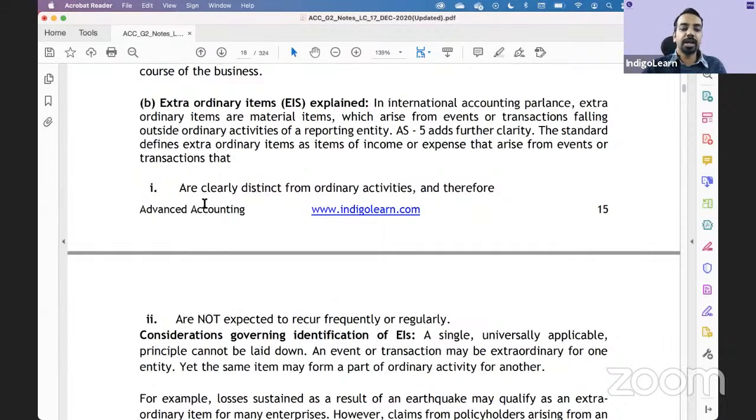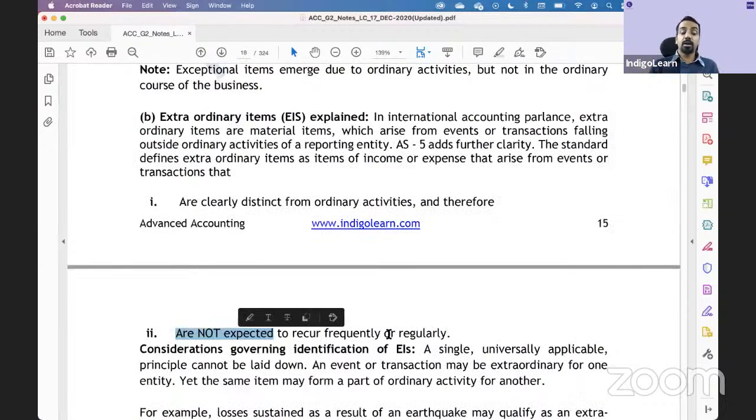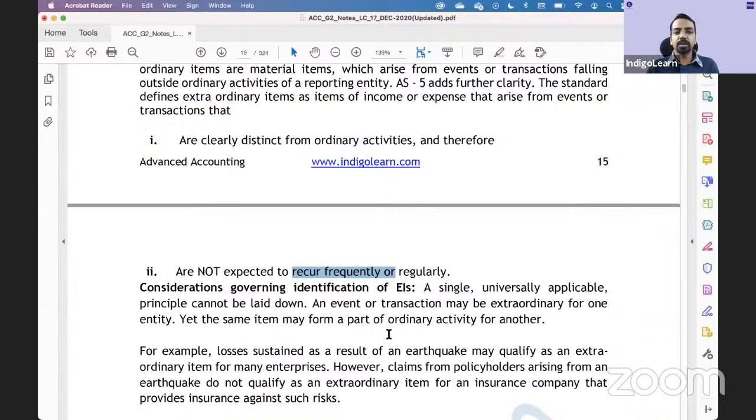And we discussed extraordinary items are distinct from ordinary activities and therefore are not expected to reoccur frequently. And that is what has to be disclosed separately. Now, see, some items may be extraordinary, some may be ordinary, some may be exceptional. You cannot have a hard and fast rule. Based on the circumstances of the case, based on the facts of the case, you have to take a decision, right?